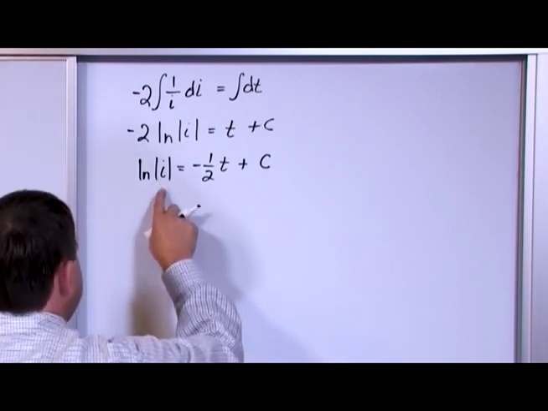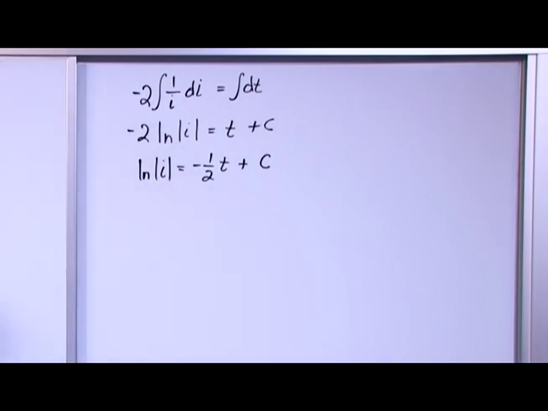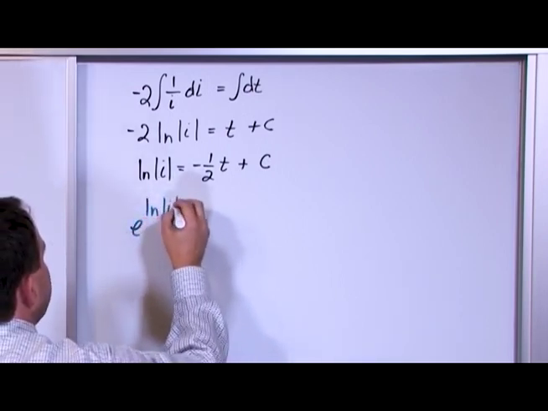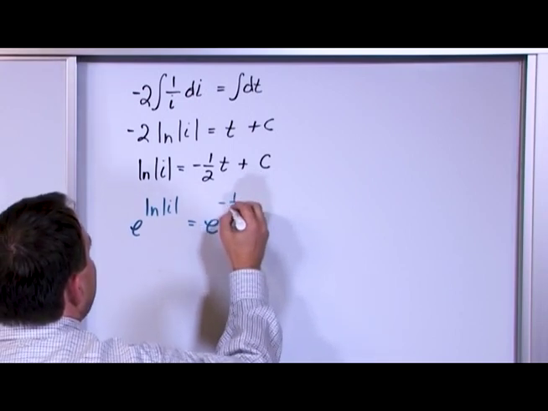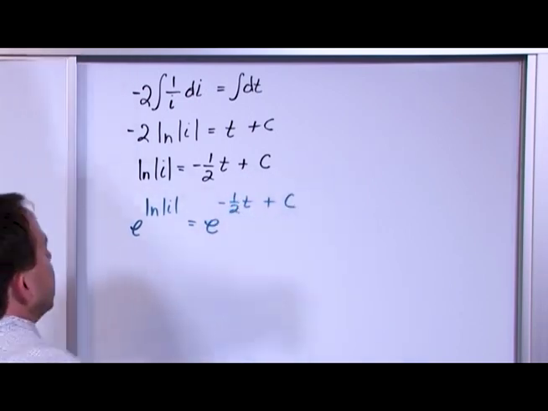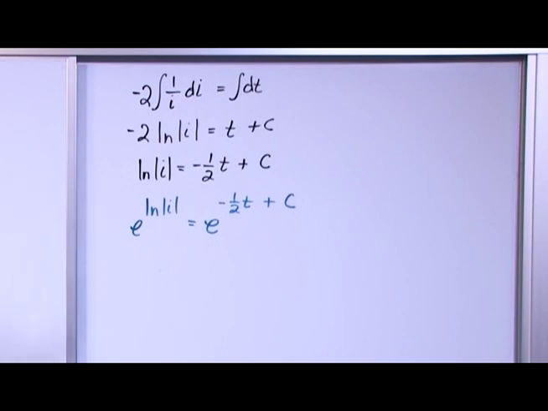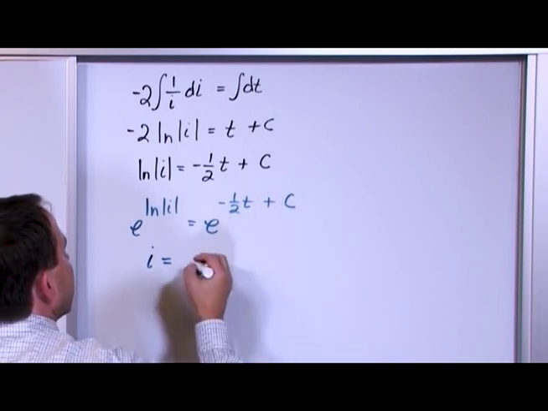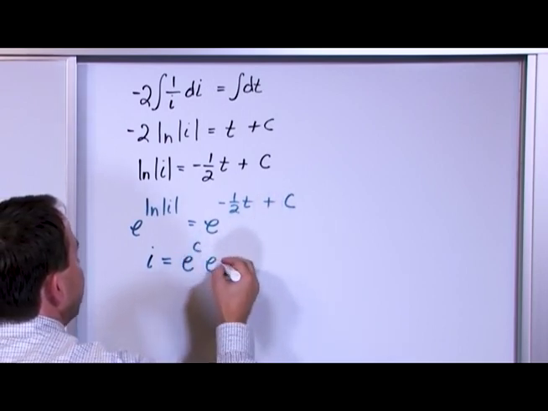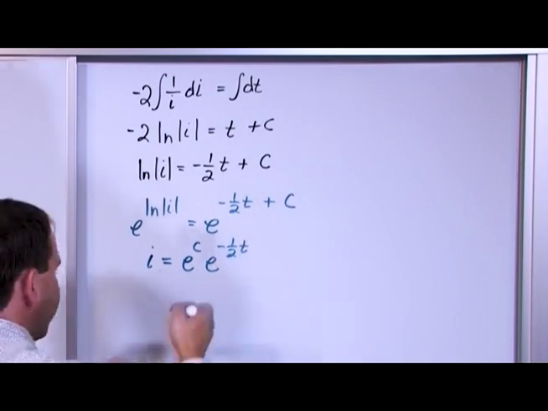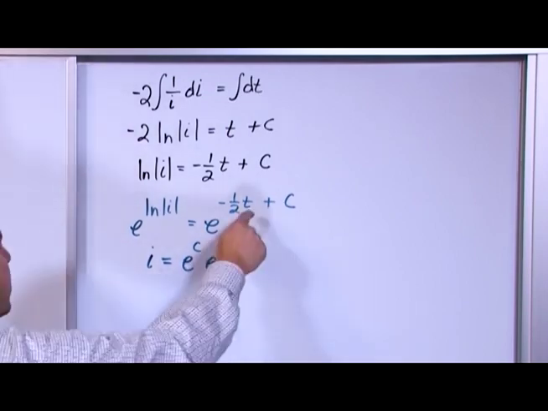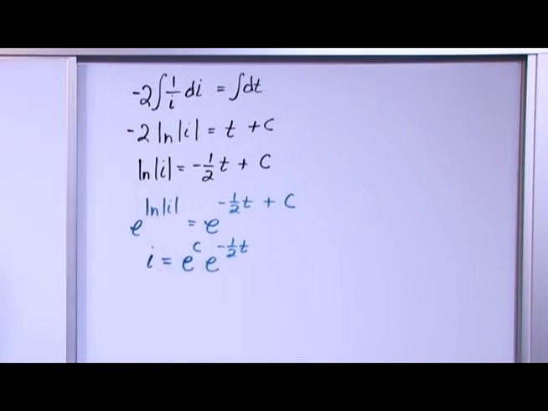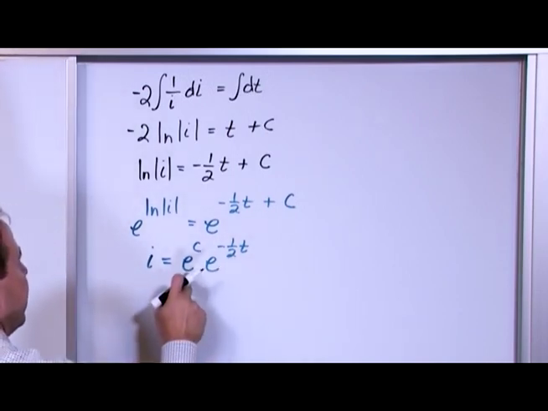And then finally, to get I by itself, let me go ahead and switch colors here. To get I by itself, we'll just raise both sides to the power of e. E to the minus 1/2 t plus a constant, like that. All right, and so this is going to drop out the ln, and I is going to equal this guy. I'm going to write it as e to the power of c times e to the power of negative 1/2 t. You should be comfortable with seeing this. Basically, all we're doing is rewriting this exponent. Since it's a sum in the exponent, we're writing it as multiplication, right? And then finally, in the end, this is e to the power of c.